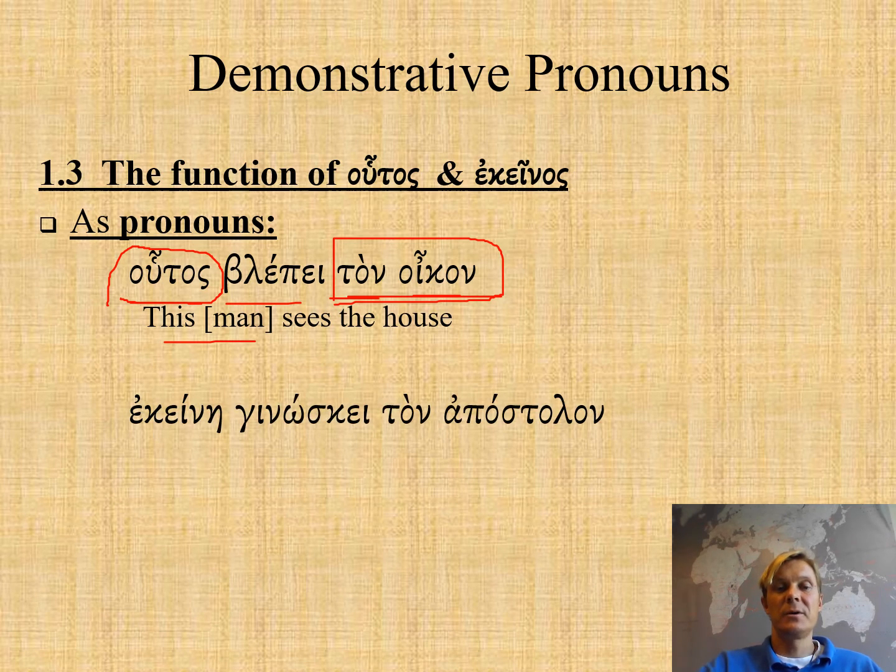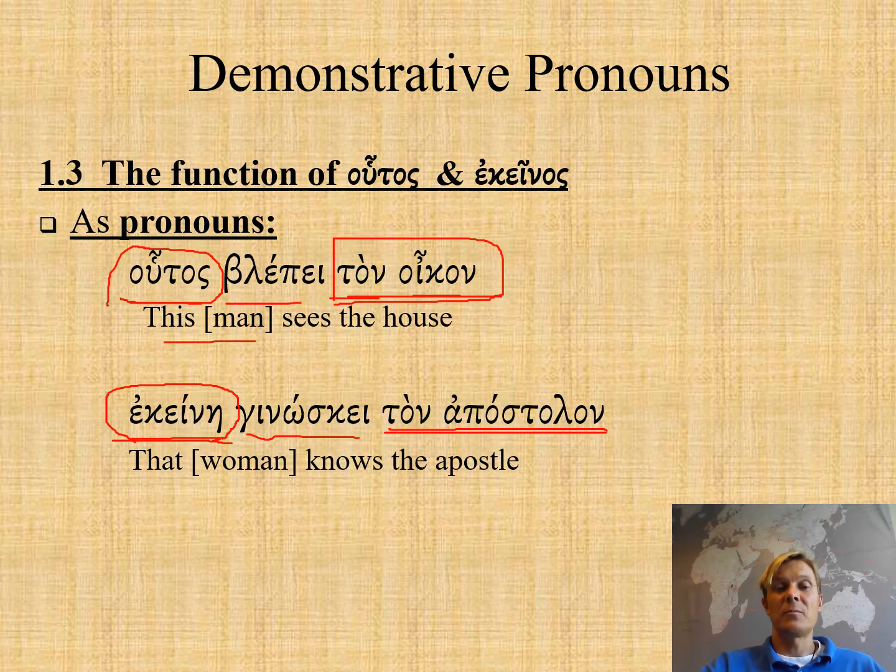Next one, ekeinē ginōskei ton apostolon. We recognize the accusative form of apostolos as ton apostolon, the verb ginōskō, to know, and we have ekeinē, the feminine singular demonstrative pronoun, so: that one knows the apostle. Since ekeinē is feminine, we can surmise that it's that woman or that female person that knows the apostle. And touto, since it's neuter, often implies that it is this thing.